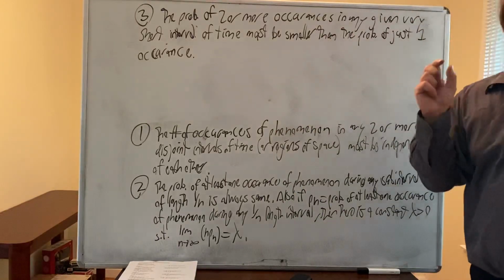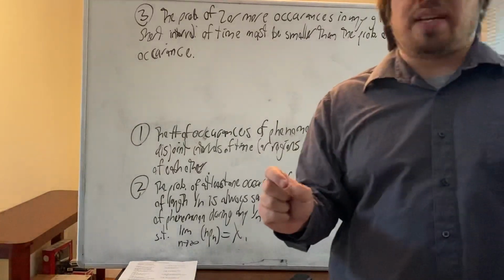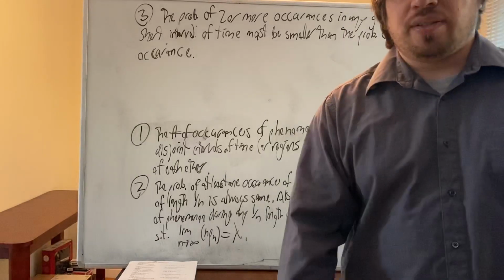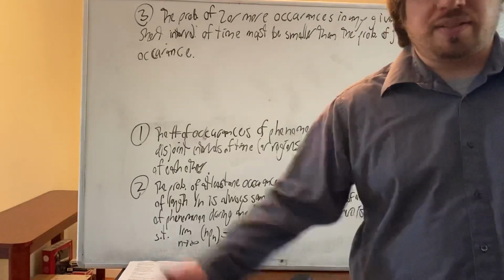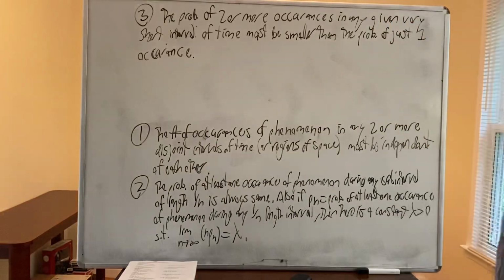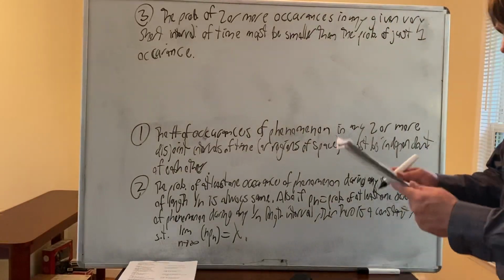And so the probability of receiving 7 phone calls in 10 seconds is also less than the probability of receiving just 1 phone call in those same 10 seconds, in that 10-second subinterval of an hour. Okay, and so that's assumption 3 so far.